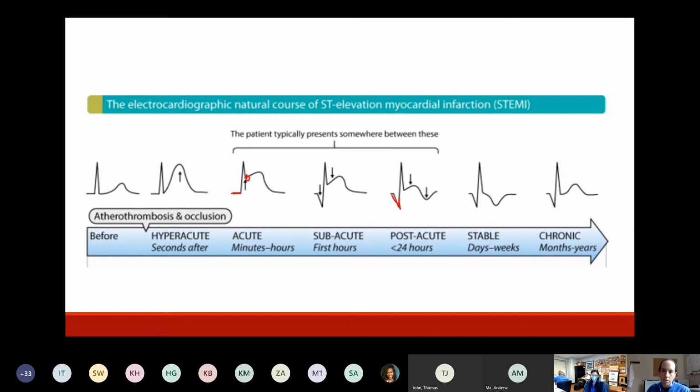And then some people after their STEMI continue to have these Q waves. Other people, if you intervene early, do not have Q waves. But if you ever see Q waves on an EKG, it probably means they've had a prior myocardial infarction in the past.